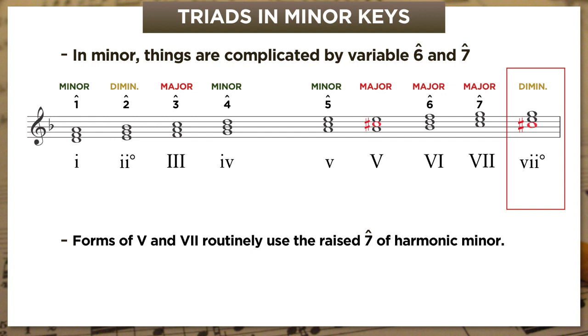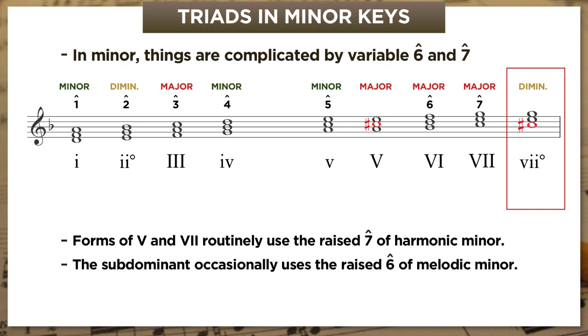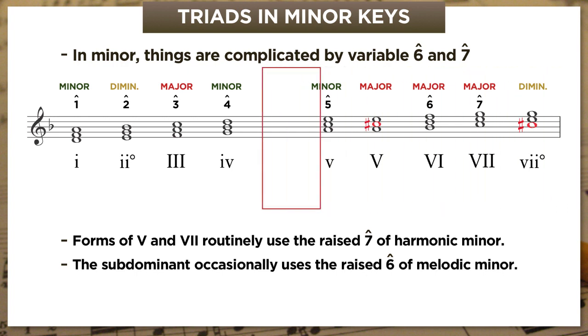But first, I just want to point out that the subdominant chord, 4, occasionally uses the raised scale degree 6 of melodic minor, making for a major triad. So here's minor 4, here's major 4, with a big Roman numeral accordingly. It's not that common, but I want you to know that it does exist.